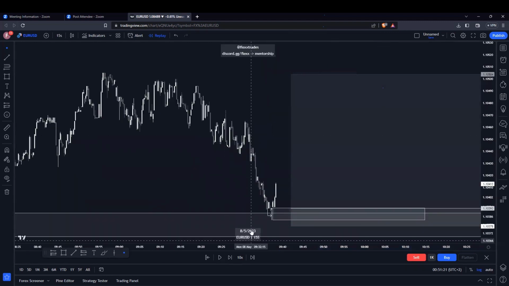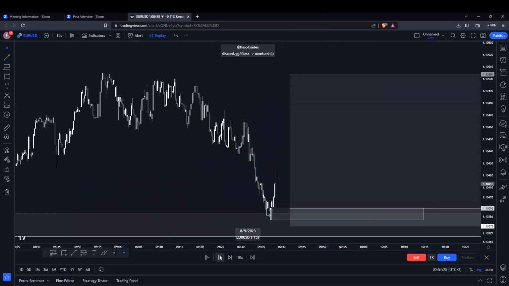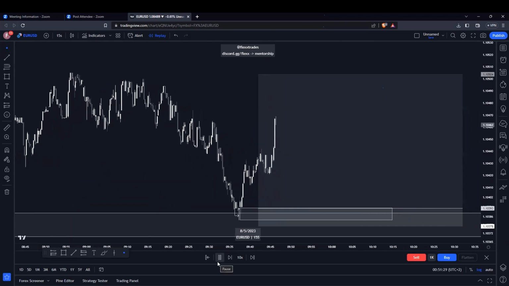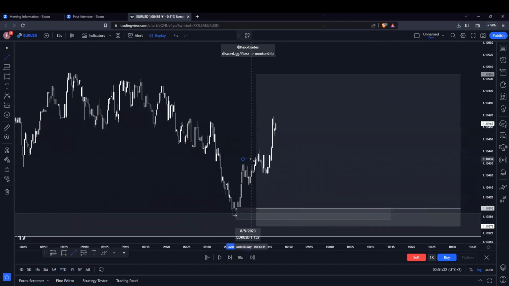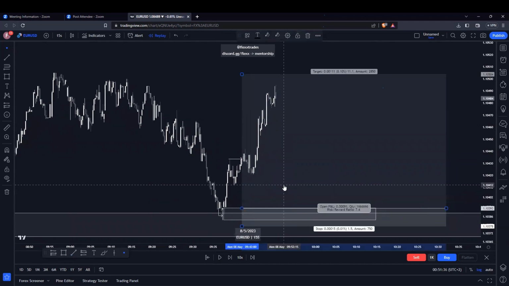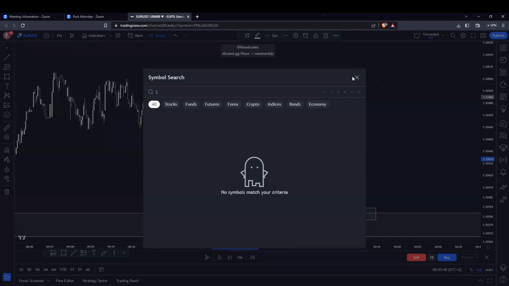So let's wait, we've got to go back. Hold on. No, it's actually fine. So yeah, it looks like the price action did not come back. So that is an entry miss, right? That is completely fine, no worries. Go on to the next entry.